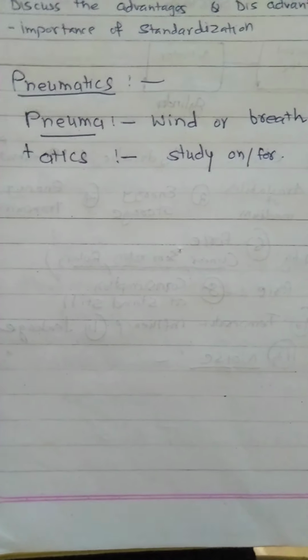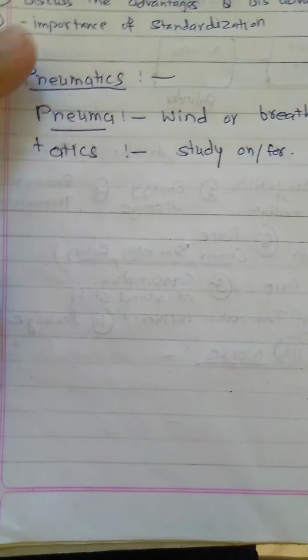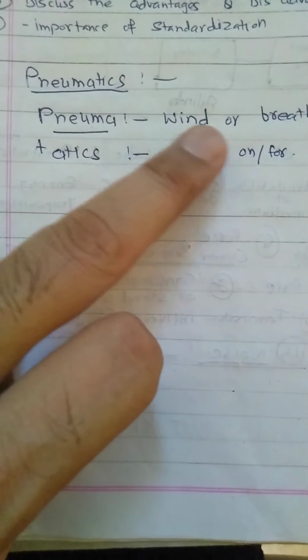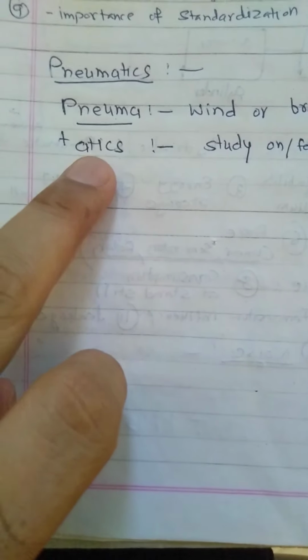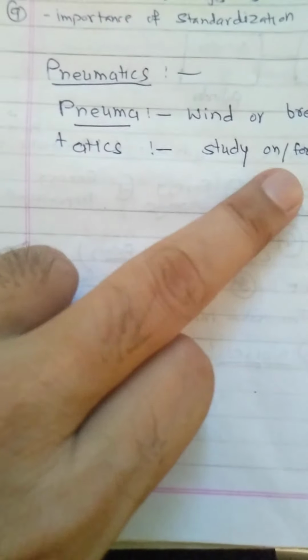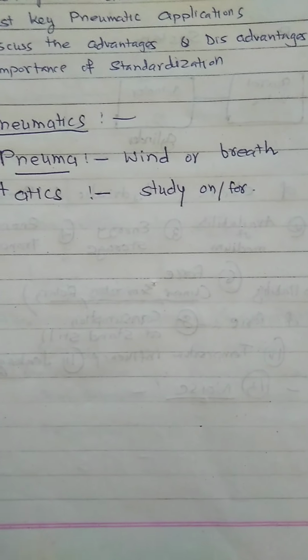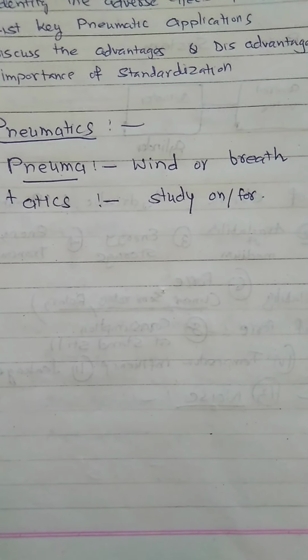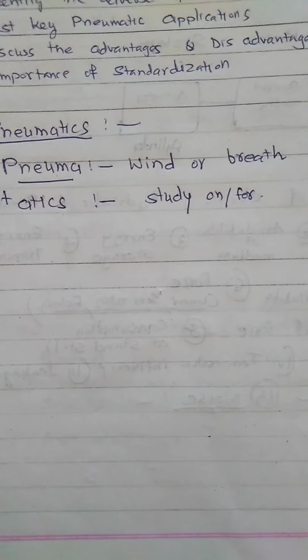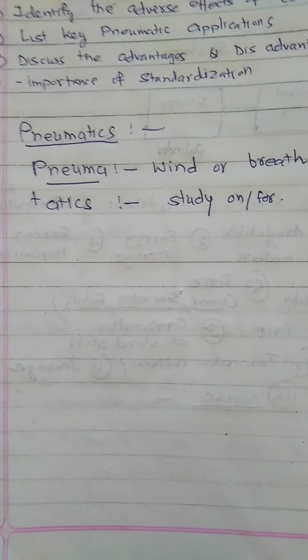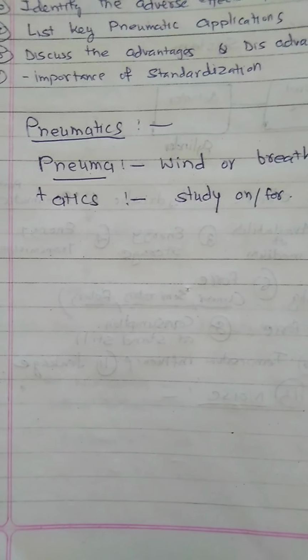Now we will define the term pneumatics. Pneumatics is derived from pneuma, a Greek word, the meaning of which is wind or breath, plus atics, which is a study on or study for. The study of pneumatics deals with a system operated with air or other gaseous media to impart power or to control power. The term pneumatics is derived from the Greek word pneuma, meaning wind or breath.